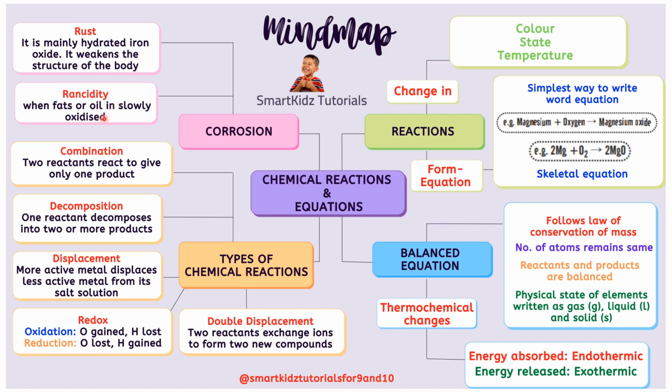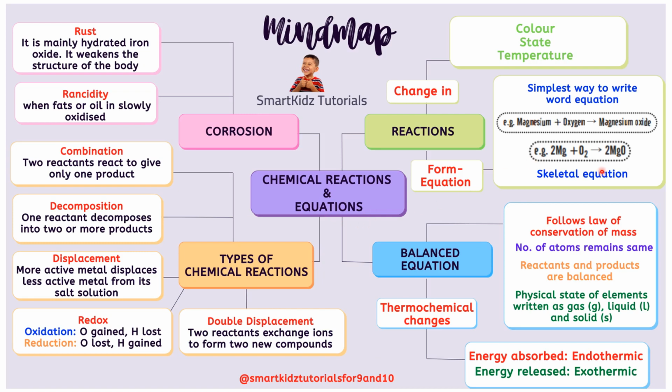So we have measures to prevent rancidity. That is, we can add preservatives, or we can keep it in the fridge, or store it in an airtight container. These are certain things that we do to prevent rancidity. So, in a nutshell, this is what we cover in this chapter of chemical reactions and equations.